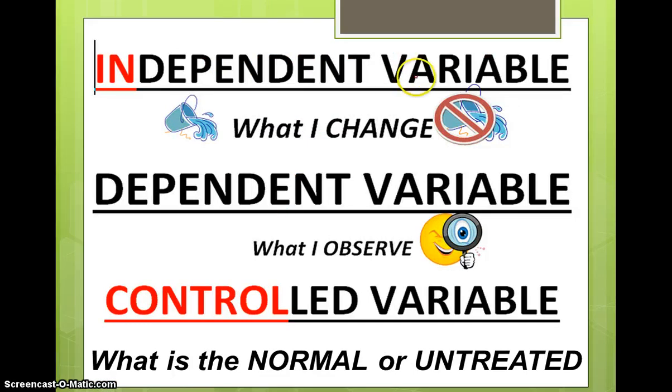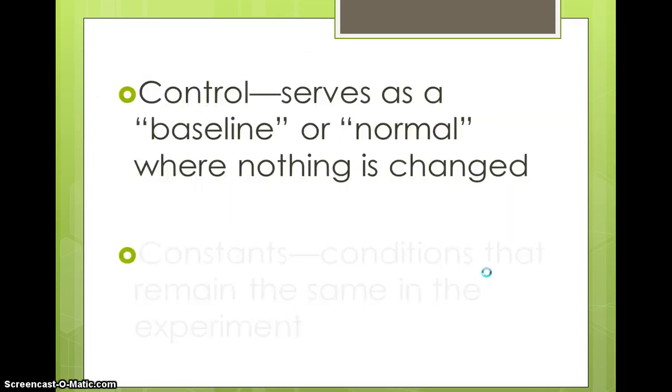Okay, so far we talked about independent, dependent. Now we need to talk about controls. Controls in an experiment is the normal or the untreated. Because when you're doing an experiment and you're measuring things, you need something to compare it to. You need a normal to compare it to. Because how do you know if whatever you changed actually made a difference in what you're measuring? You need something to compare it to. That's what the control is. So it serves as a baseline or a normal where you're not changing the independent variable.